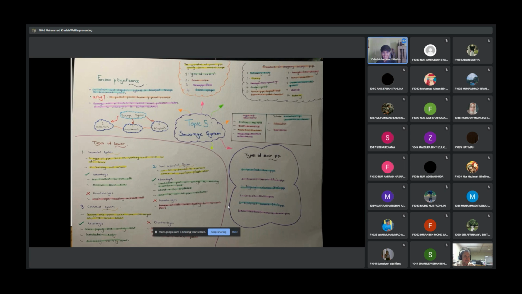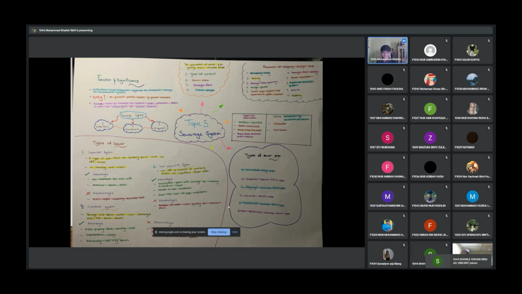Now we are at topic 5, sewerage system. The first one is function and significance. The function is the collection and disposal system to transport sewage. Why? It is to protect the public health and prevent disease. Sewage must be treated to control water pollution before it can be discharged to surface waters.